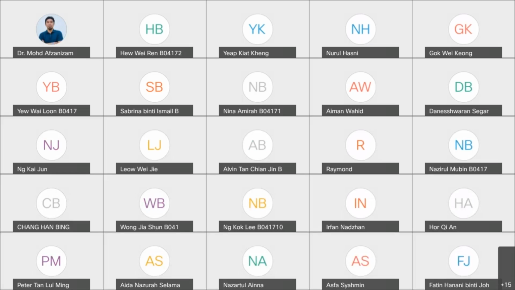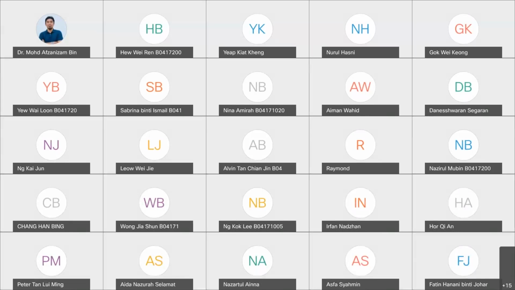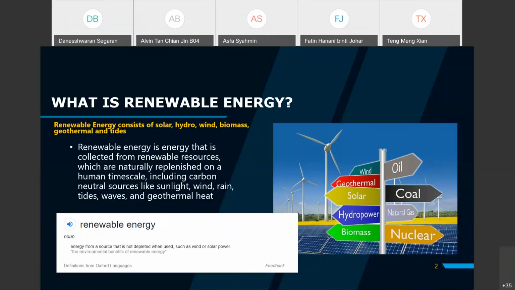Okay, so this morning I'll be taking the privilege to explain about renewable energy. Renewable energy consists of solar, hydro, wind, biomass, geothermal, and also tides. Renewable energy is the energy that is collected from renewable sources, which are naturally replenished on a human timescale, including carbon neutral sources like sunlight, wind, rain, tides, waves, and geothermal heat. From the Wikipedia source, renewable energy is a source that is not depleted when used, such as wind or solar power.